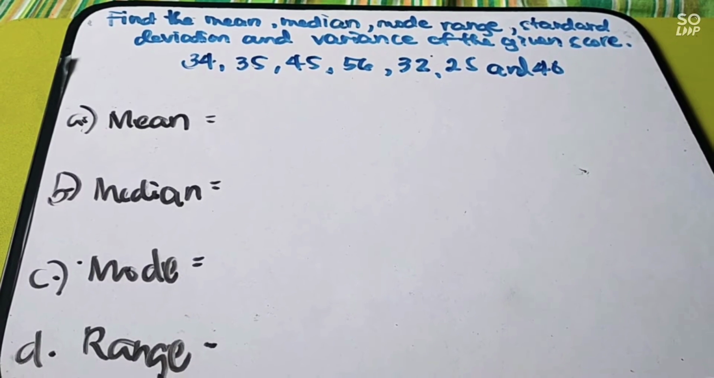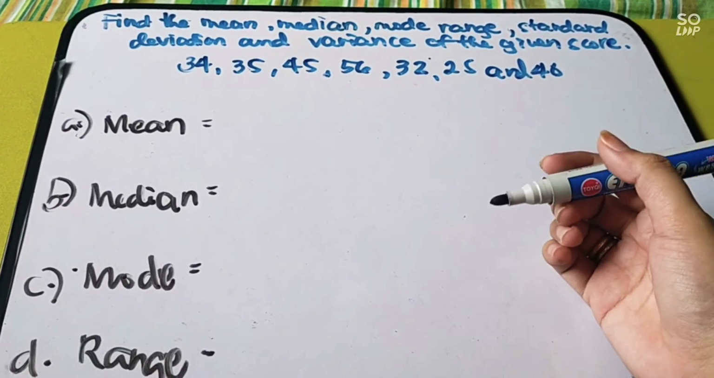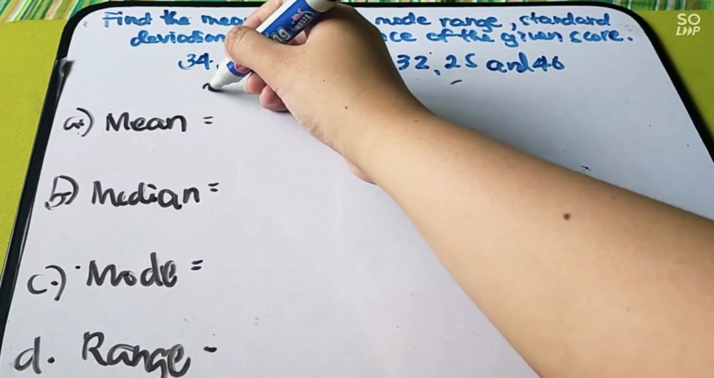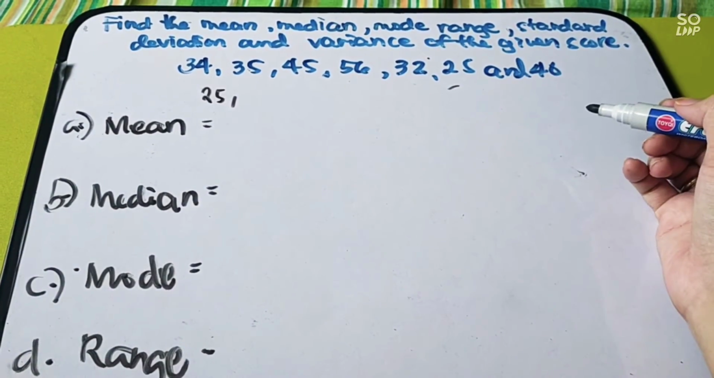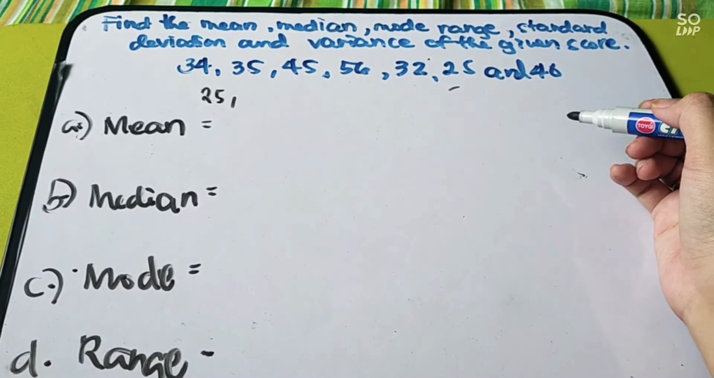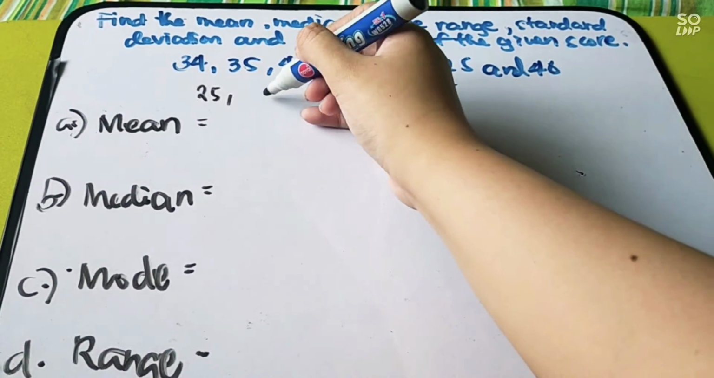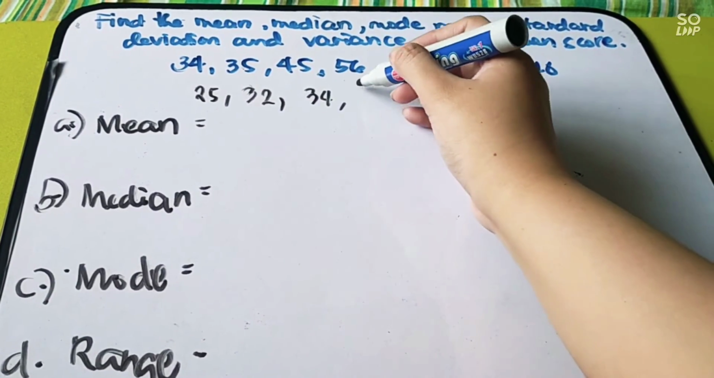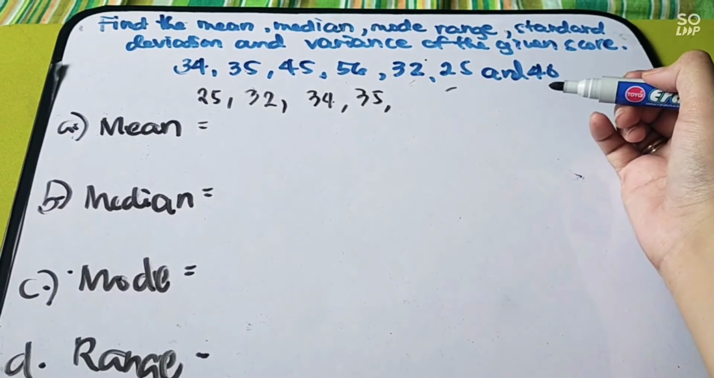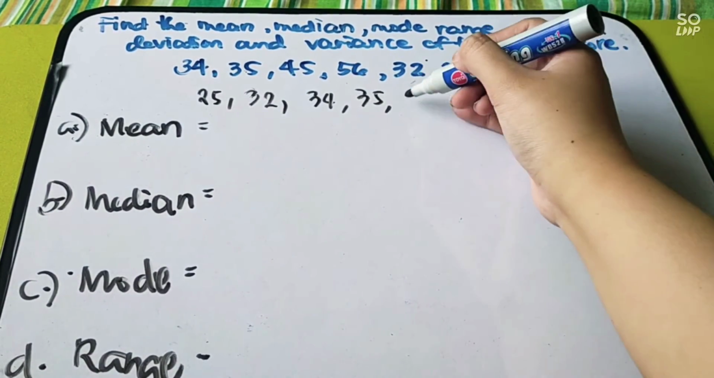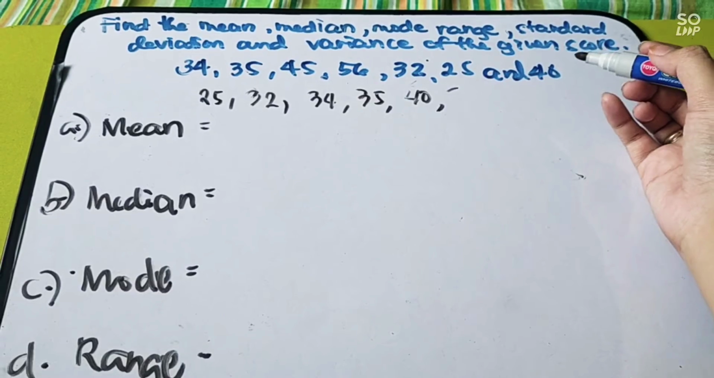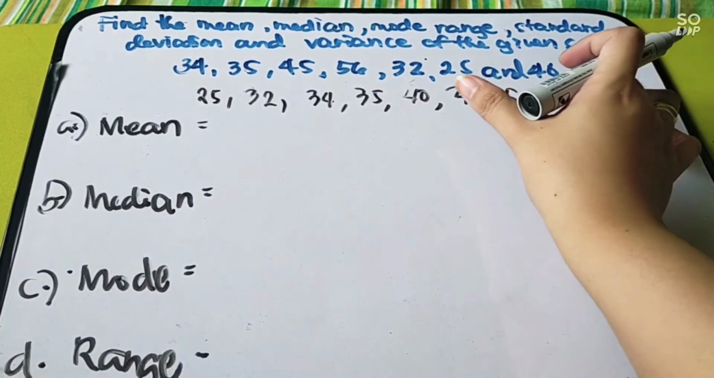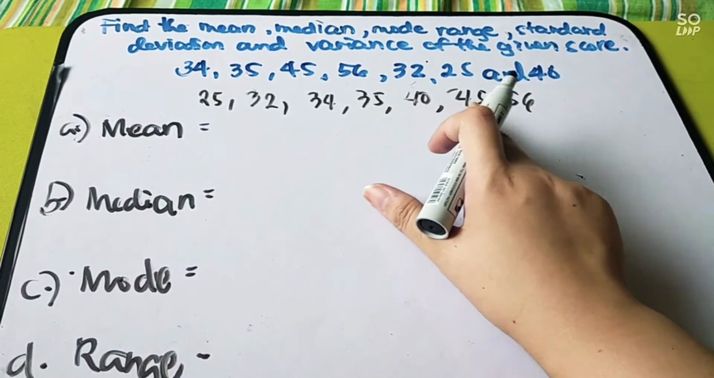First, let us arrange the given scores from lowest to highest. So, the lowest score here, we have here 25. Next, we have here 32. Next, 34. 35. Next, we have 40. 45. And then 56. So, we have 7. 1, 2, 3, 4, 5, 6, 7.